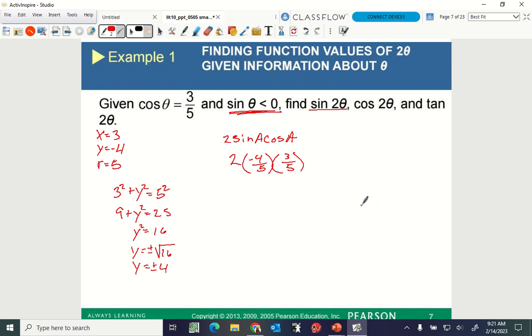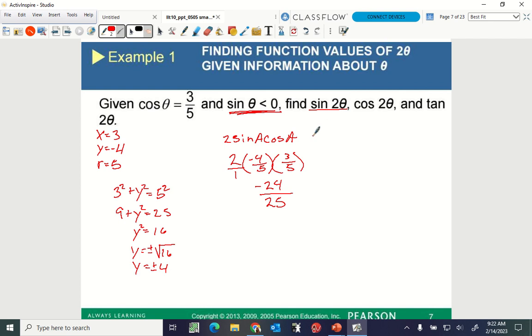Is it very easy? Yes, very easy. You multiply fractions straight across, right? So this is a whole number out front, so I'm going to put that over 1 so we can see that. So 2 times 4 times 3, that's going to give me negative 24, right? Okay. And 1 times 5 times 5. So my answer for sine of 2 theta is going to be negative 24 over 25. Is that pretty easy there?